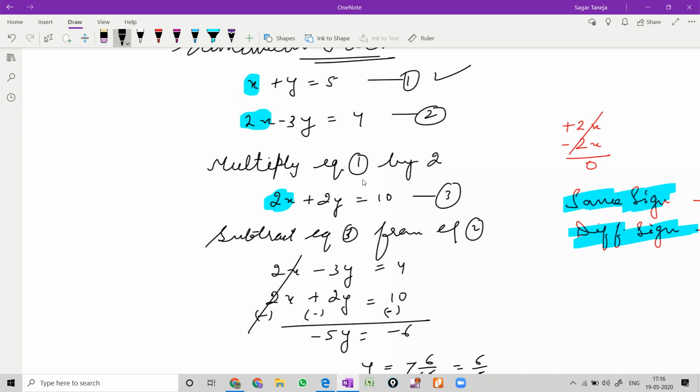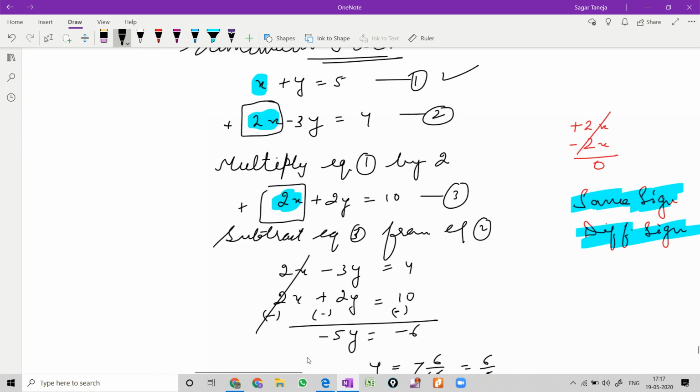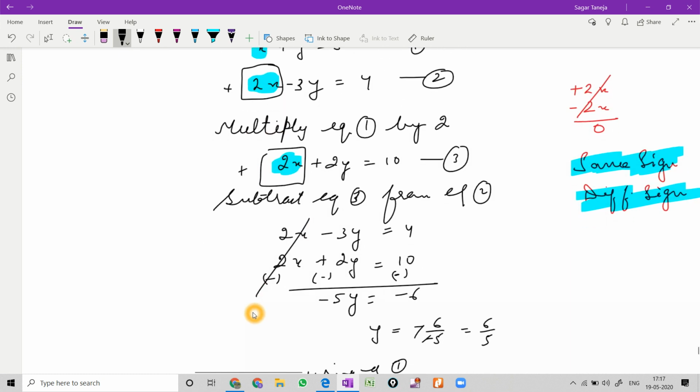Now after that I have subtracted this. Why have I subtracted? Because whatever variable you are using, if both are positive, if the sign is the same, then we have to subtract the equation. So we'll subtract the equation so that we'll be able to cancel this out. Clear? So this is done.